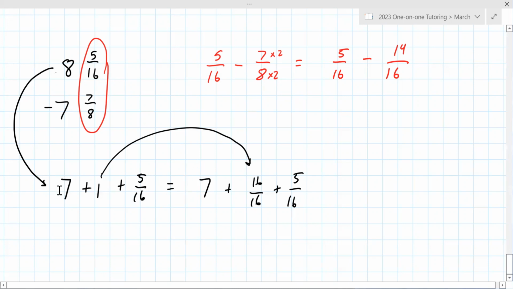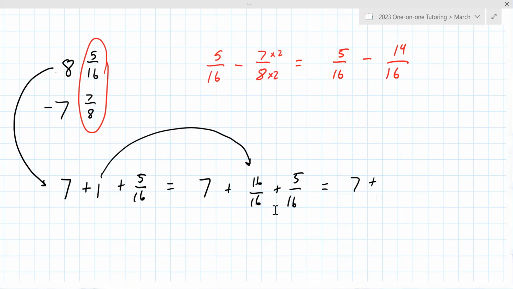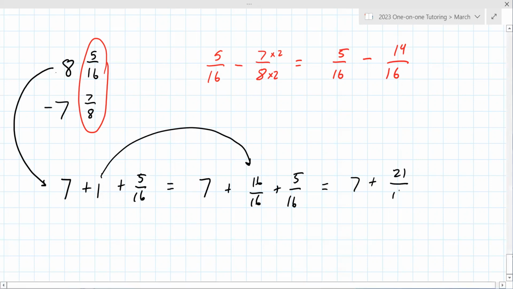Okay, so we wrote 7 plus 1 plus 5 over 16. We keep the 7, the 1 turns into 16 over 16. And now we're going to add it to 5 over 16. So what does that become? What's the result of adding these two fractions? The whole thing is 21 over 16. Okay.